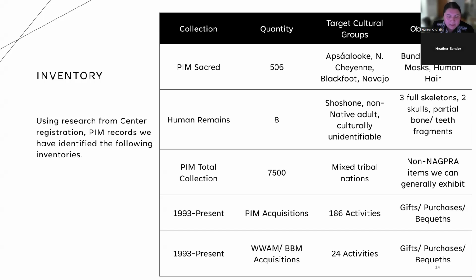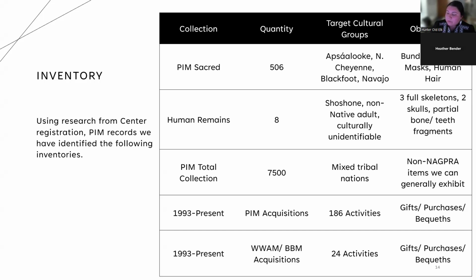The Plains Indian Museum houses a total collection of about 7,500 items. But we use this number loosely because we have items that may have 1 or 2 parts. So 75 is sort of a good number to start with.